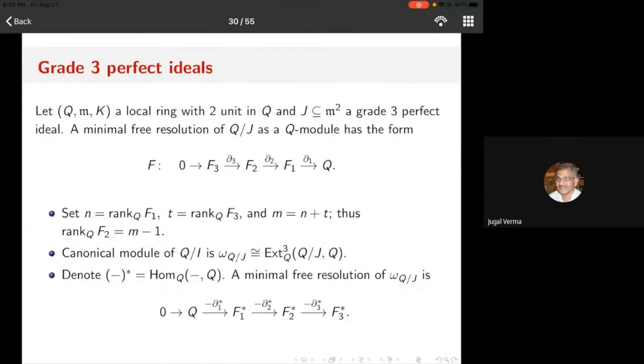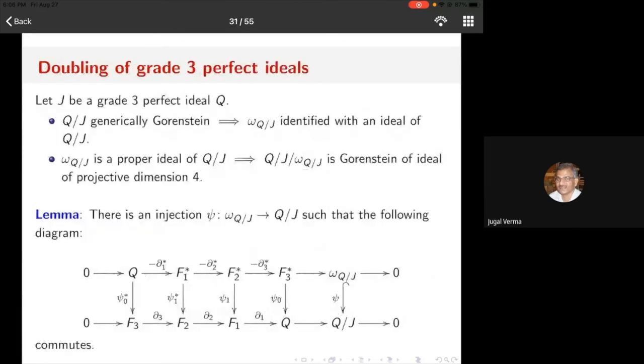Also because Q mod J is perfect, the dual of this complex F gives the resolution for the canonical module, and by sign convention we write a minus of partial. This star denotes the transpose; partial 2 star is the transpose of partial 2. So the first thing is we need an injective map from the canonical module of Q mod J to Q mod J. One of the conditions for the existence of this injective map, that means the canonical module is identified with an ideal of Q mod J, is that Q mod J is generically Gorenstein; then the canonical module of Q mod J can be identified with an ideal of Q mod J.